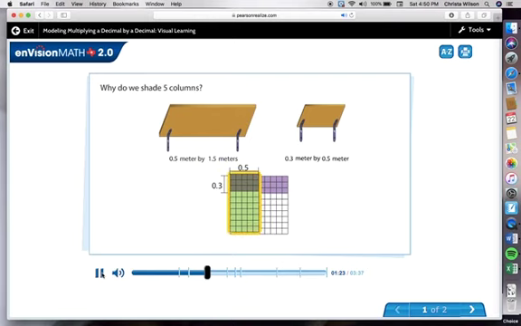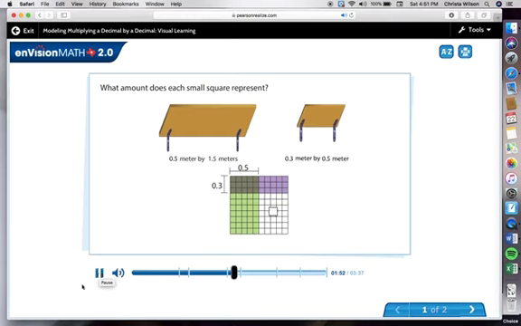Why do we shade 5 columns? 5 of the 10 columns is 5/10, or 0.5. Why do we shade 3 rows? 3 of the 10 rows is 3/10, or 0.3. What are the dimensions of the rectangle formed where the shading overlaps? 0.5 meter by 0.3 meter.